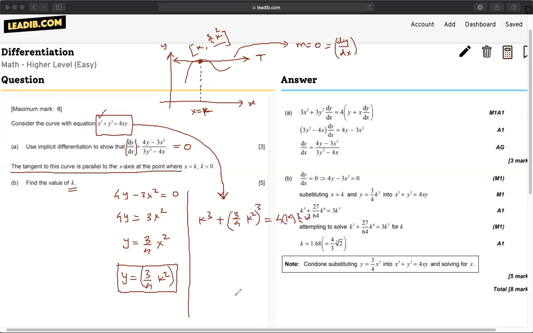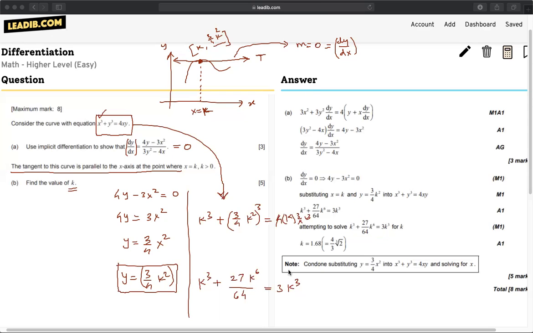Let me just write this down. This will be k cube. Now we have to cube 3, which is 27. The cube of k square is k to the power 6, divided by 4 cube, which is 64. And this is equal to 4 times k times 3 by 4 k square. So 4 will cancel out, and I'll get this as 3k cube. I hope I'm correct. Yeah, it's 3k cube.